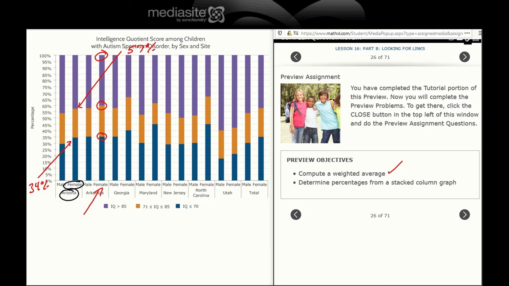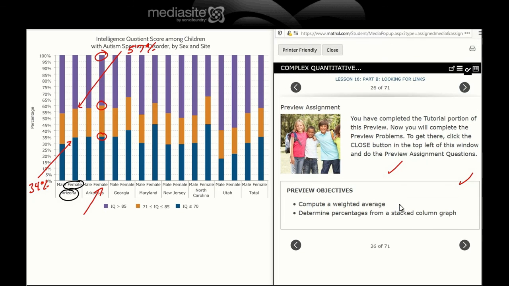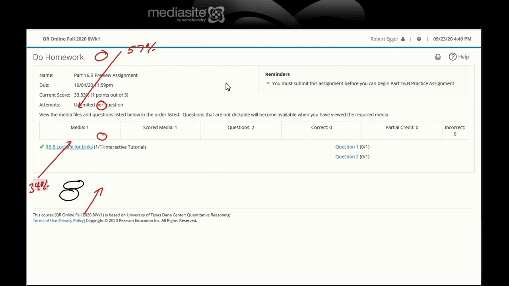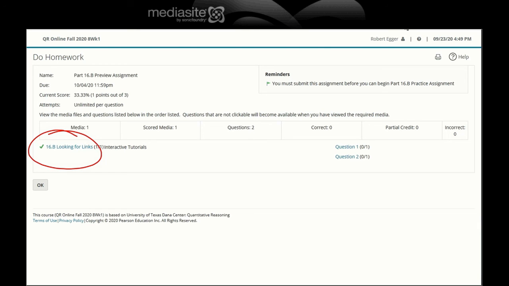And let's see, we did this, yes, and we did this, which means we are done. So go back and look them over and check out yourself. And I'll see you shortly for doing question 1 and question 2 of lesson 16B, looking for links.